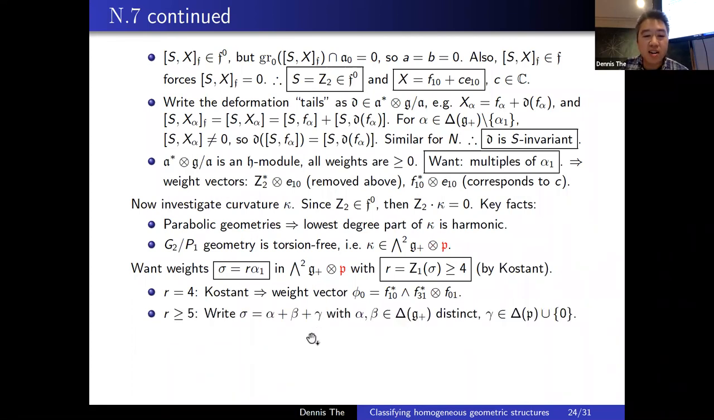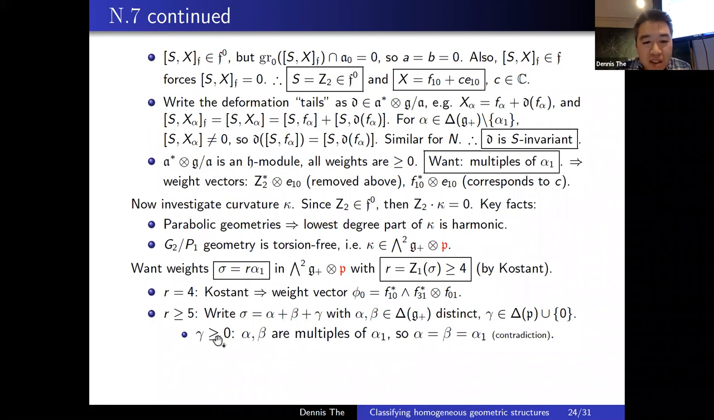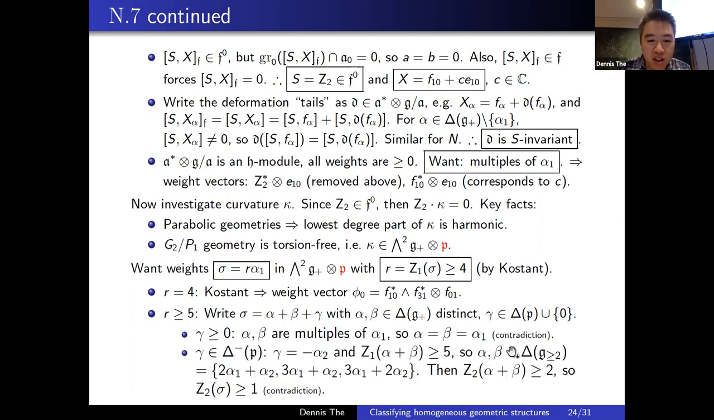In level 5 and higher, I can write out the weight I'm interested in as a sum of weights, because it's an element that looks like this. So it's going to be the sum of alpha plus beta plus gamma, where these are roots for G plus, and then this is some root inside P, also possibly the zero weight. Now, if gamma is non-negative, that forces alpha and beta to be multiples of alpha one, but that's impossible because I'm working inside of a two-cochain space. So that leads to a contradiction. You can analyze the other case as well.